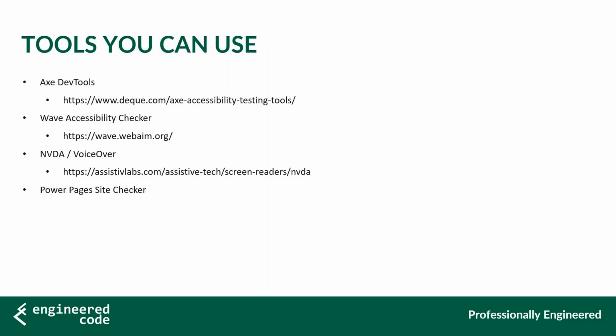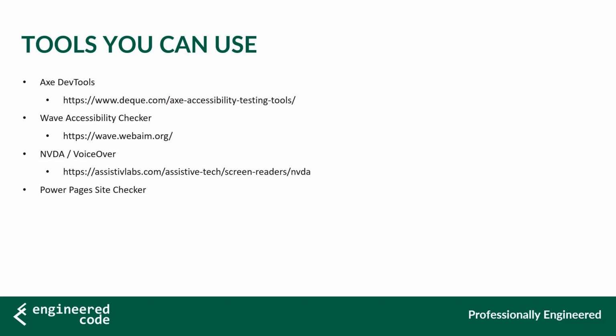So here are some of the tools that I found online; these are pretty common tools. The first one is the Axe DevTools, which is a browser extension. You can click a button and it scans your page for any accessibility issues and gives you some feedback. There's also the WAVE accessibility checker.